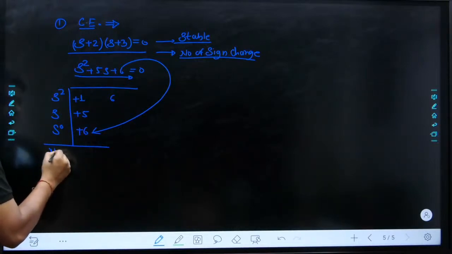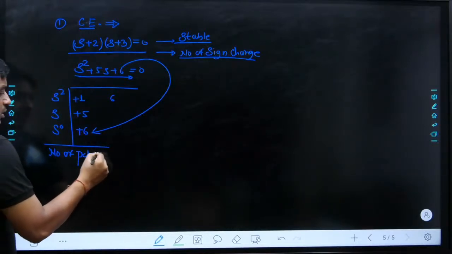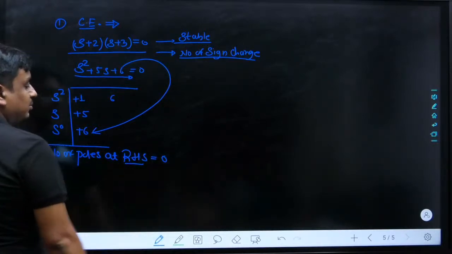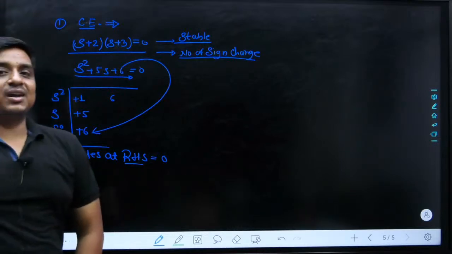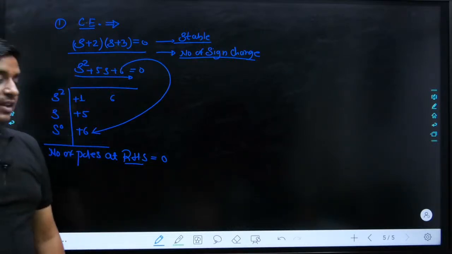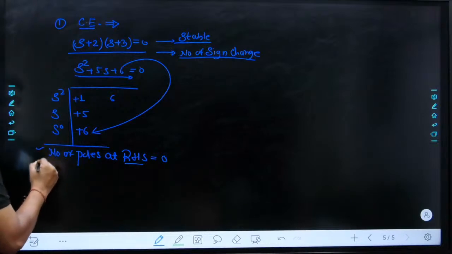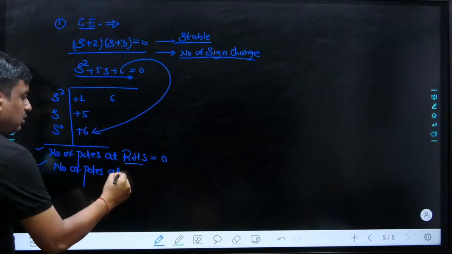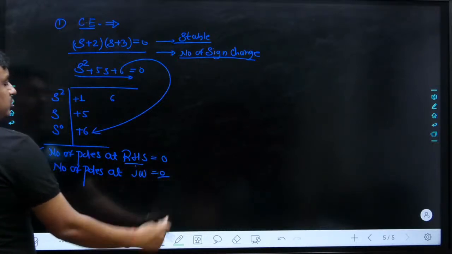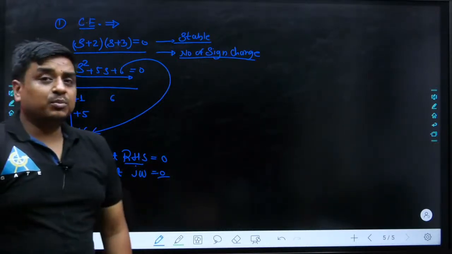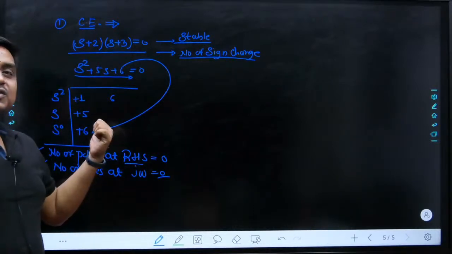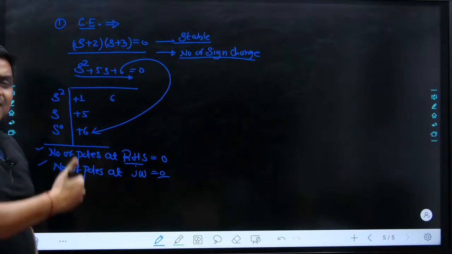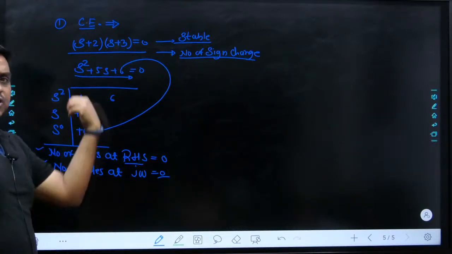So the number of poles at RHS, the right hand side of the j omega axis, is simply equal to 0. Now, the number of poles at j omega is also 0, sir. Why, sir? At j omega, the number of poles is 0. Yes, it is 0. Why? Because this problem is not the case of special case 2, where the complete row became 0. Nor is it the case of special case 1; all of the terms were non-zero.